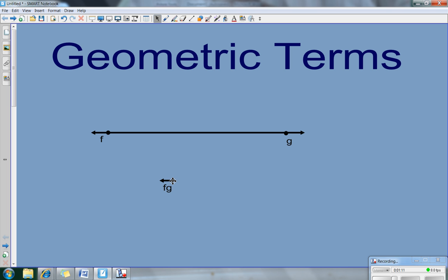Our next term is a line segment. A line segment is part of a line. Line segments do not go on forever and ever. They just stop at the points given. Let's use our same 2 points and make this into a line segment. So here you can see this is a line segment FG because it does not go on forever. It stops at point F and at point G. The symbol for a line segment FG would look like that.